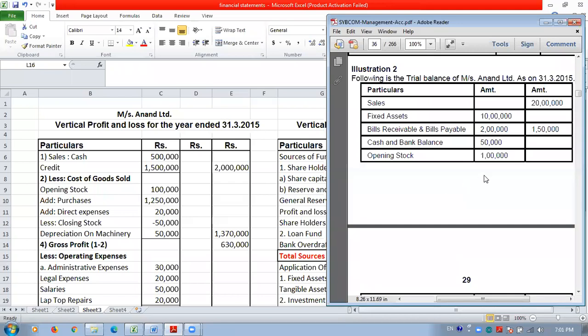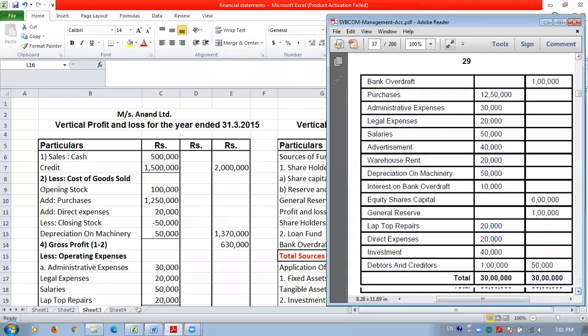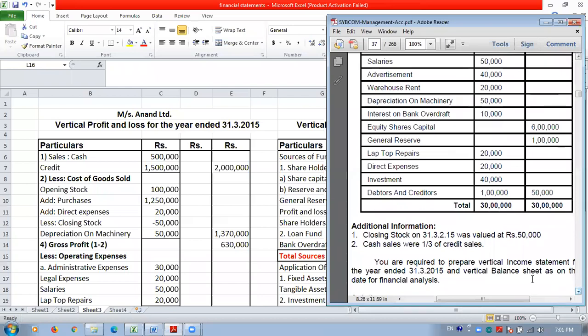Okay, this is the problem we solved here. It is Messrs Anand Limited's trial balance as on 31st March 2015. The first item is sales, 20 lakhs. But we can't write the 20 lakhs directly, because we have one adjustment, the additional information, which tells us about the bifurcation of credit sale and cash sale.